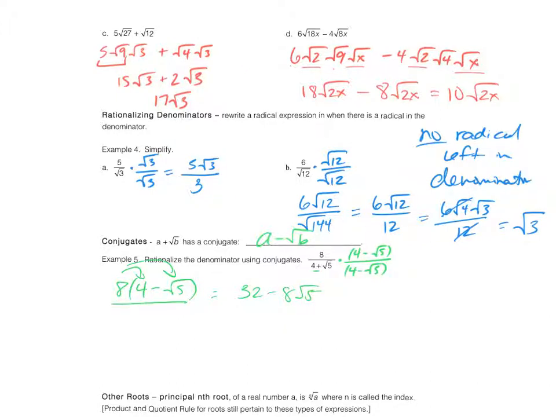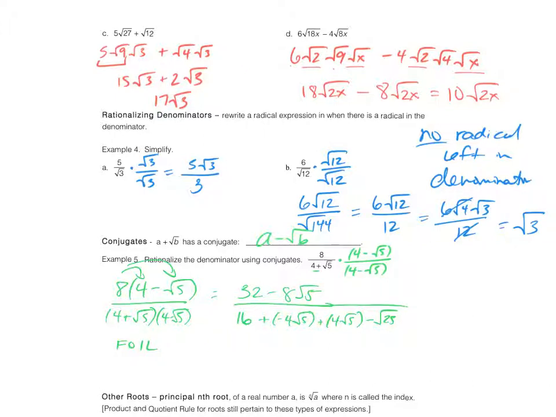and the bottom of my fraction becomes 4 plus the square root of 5 times 4 minus the square root of 5. Now when I do that, I'm going to FOIL, first, outer, inner, last, and so my first is 16. My outer is 4 times the square root of 5. So that's a plus a negative 4 square root of 5. My inner is a positive 4 times the square root of 5. And my last is the square root of 5 times the negative square root of 5. So that is minus the square root of 25.